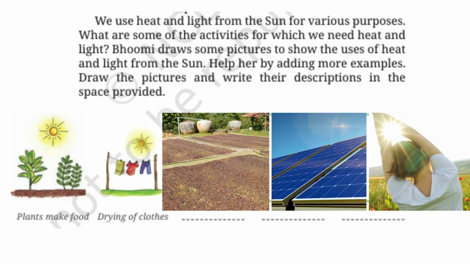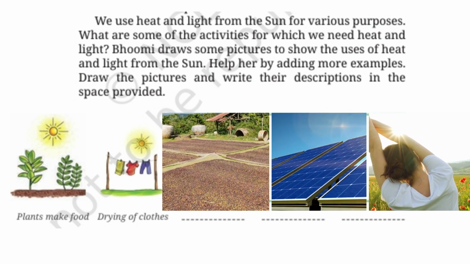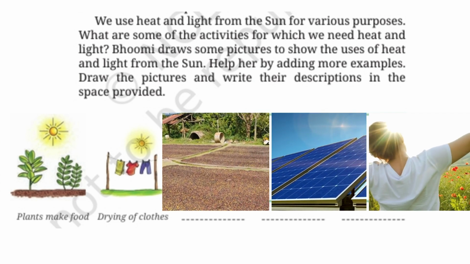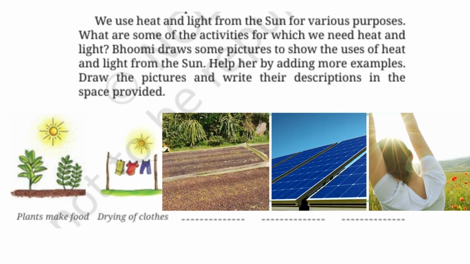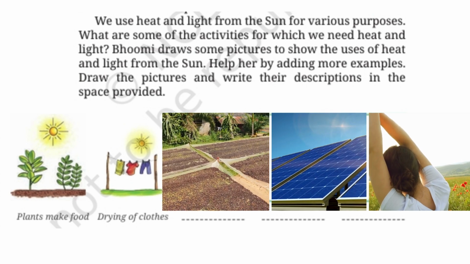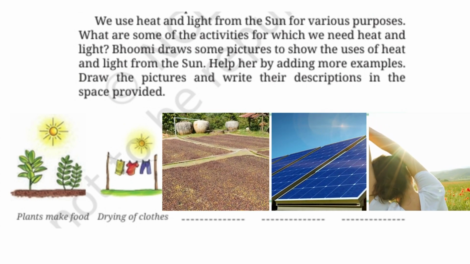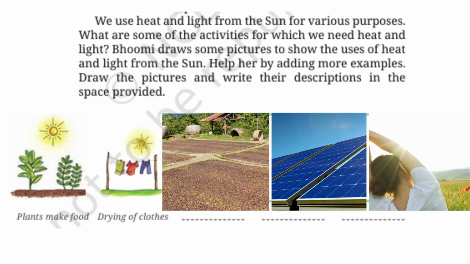Next one is solar panels. You draw a solar panel and then you can write the description in the box. Solar panels convert sunlight into electricity for homes and industries. That we can write, producing electricity. Next, sunlight helps human beings produce vitamin D for bones.